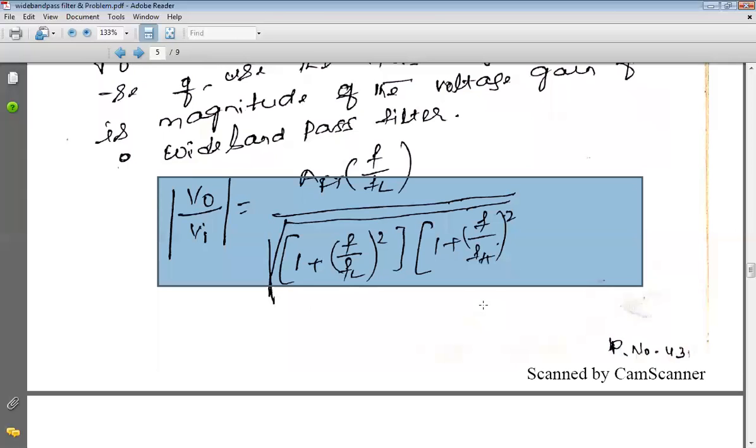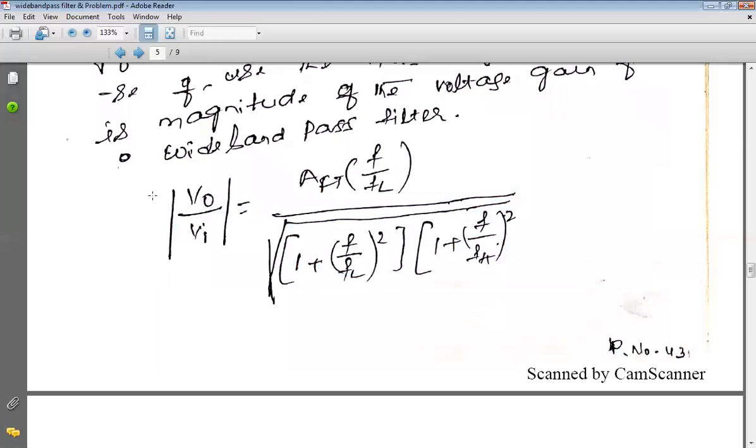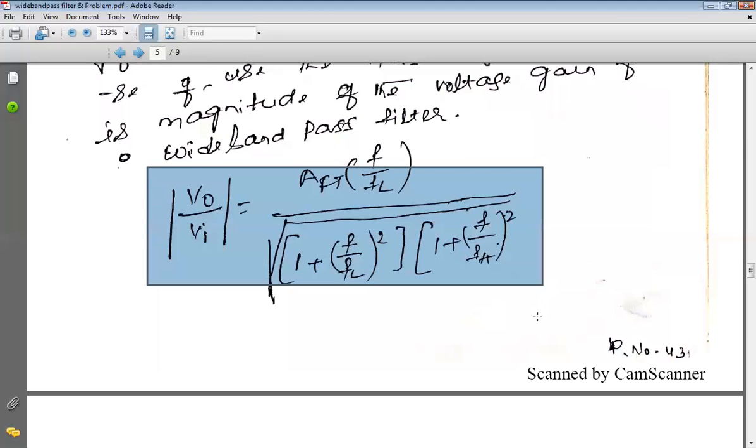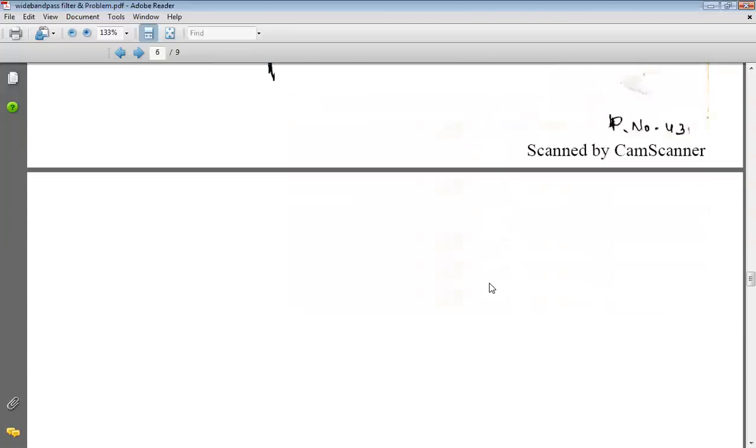If it is a second order filter, and I cascade them, it is a second order wide band pass filter. That's why I have taken the total magnitude of the voltage gain of the wide band pass filter. This is the total magnitude of the voltage gain of the wideband pass filter.